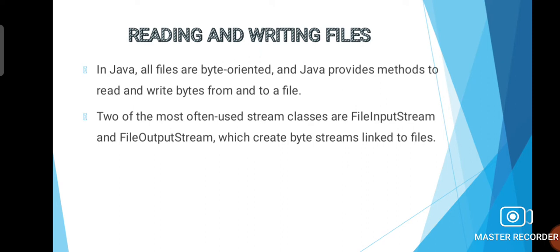Java provides some special methods to read and write data from and to a file. Two of the most often used classes are FileInputStream and FileOutputStream, which create the byte streams linked to the file. So basically in Java, to read data from the file or to write data onto the file, we have to use the stream classes. Stream classes are FileInputStream and FileOutputStream. From the objects of these classes, we can perform the read and write operation.